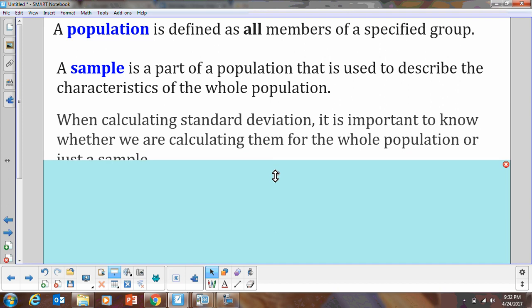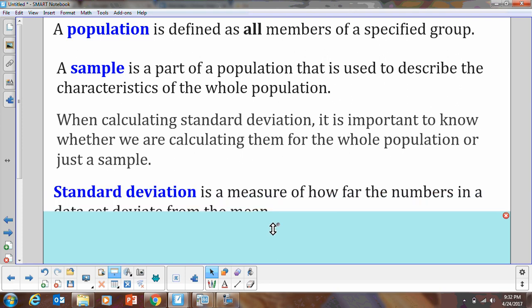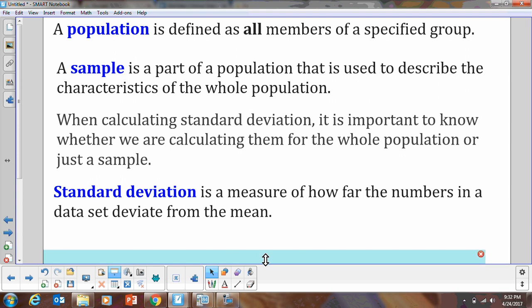Now, whenever we are calculating the standard deviation, it is important to know whether we are calculating it for the whole population or just a sample. The values will be different, so be careful. Standard deviation, what is it? It is a measure of how far the numbers in a data set deviate from the mean. That is what standard deviation is.